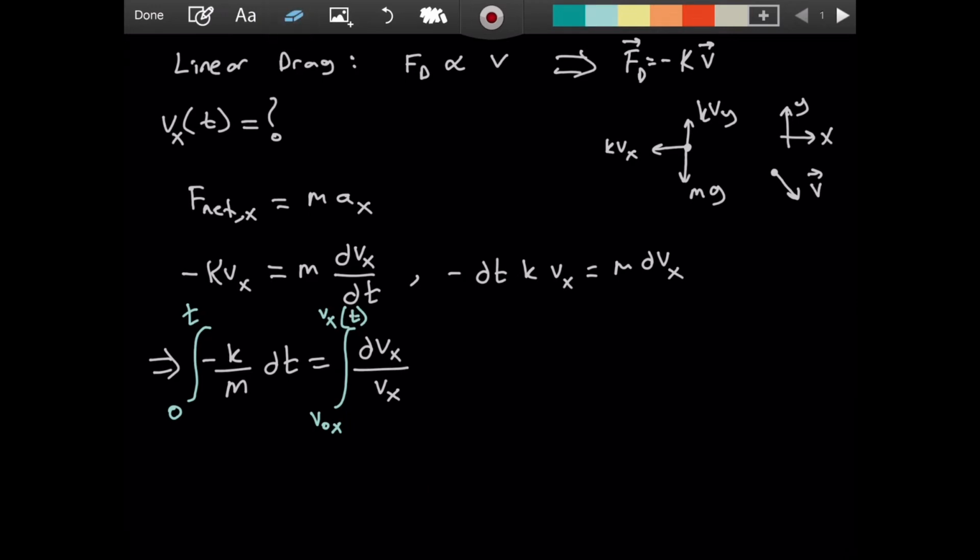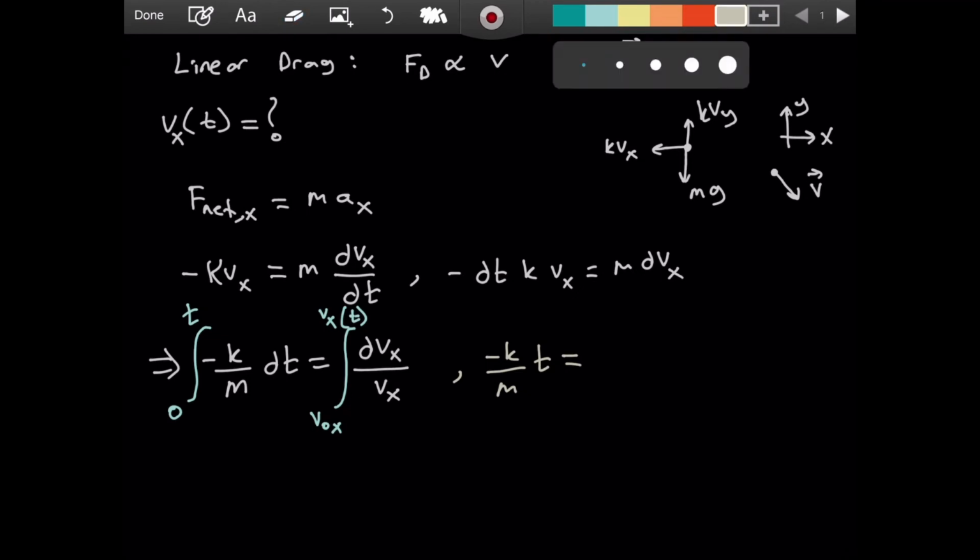So if we start by solving the left side, using the fundamental theorem of calculus, we will get negative km t evaluated at the boundaries t and 0. We don't need the boundaries because when we plug in 0, we get 0. This is equal to, on the right, dvx divided by vx.